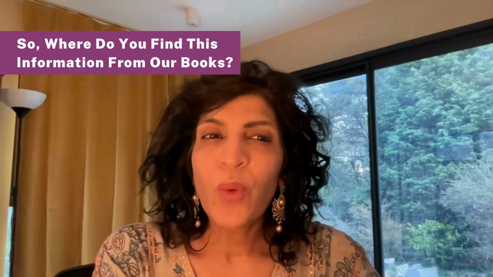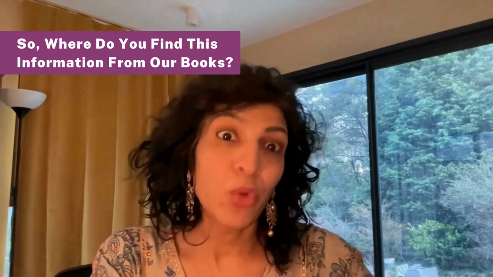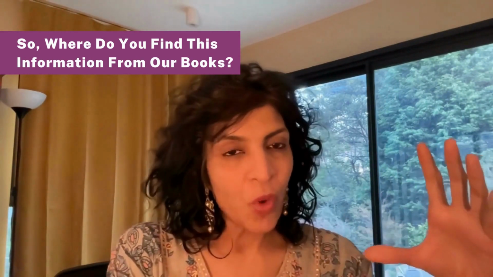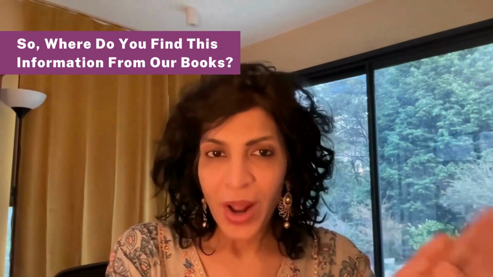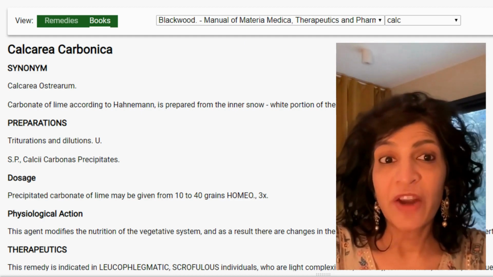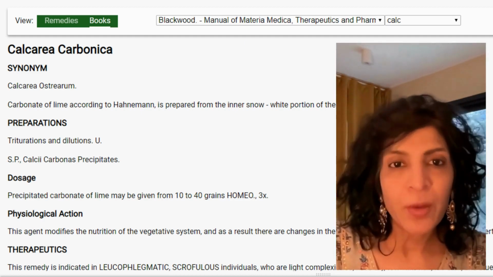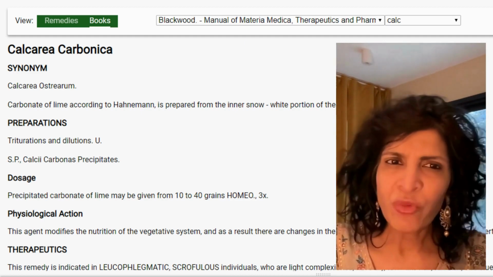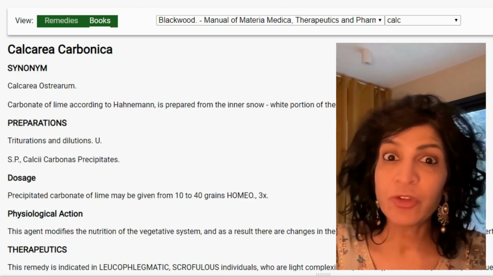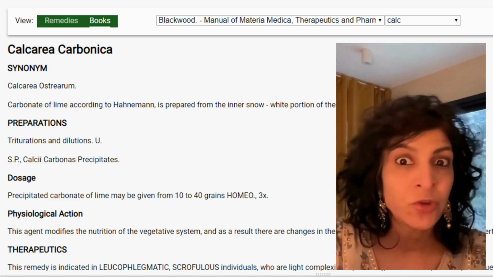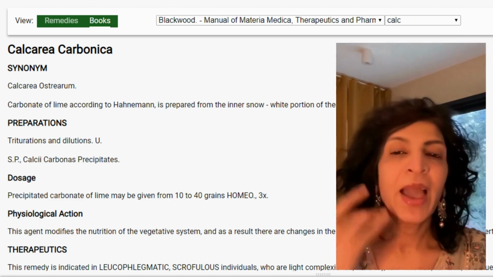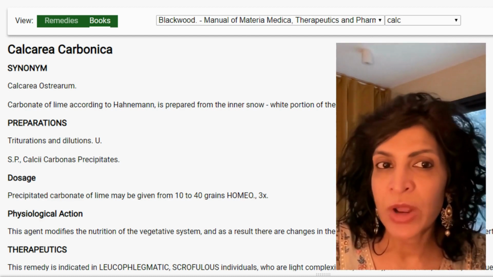So where do you find this information from our books? Now, I'm going to talk about my favorite Stage 1 books for Calc Carbonica. So my first book that I recommend would be Blackwood. It's a manual of Materia Medica, therapy and pharmacological information. What I really like about this book is it gives you the dosage at Stage 1, it gives you the physiological action of the remedy, and it gives you those clinical indications that we are looking for.